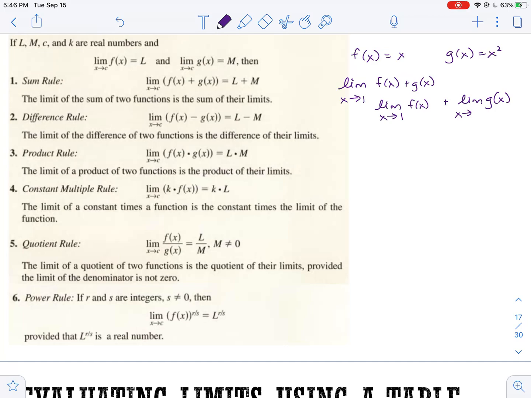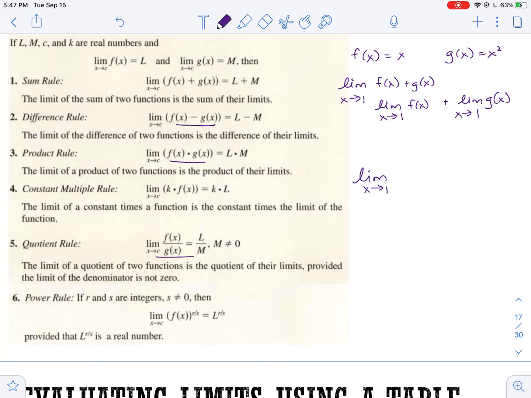So you could find the limit as x goes to 1 of x, and the limit as x goes to 1 of x squared, and it would be the same thing as finding the limit as x goes to 1 of x plus x squared. So that's the sum. It also works the same way with differences, multiplying, and dividing. You can separate them into two separate limits if you want to.